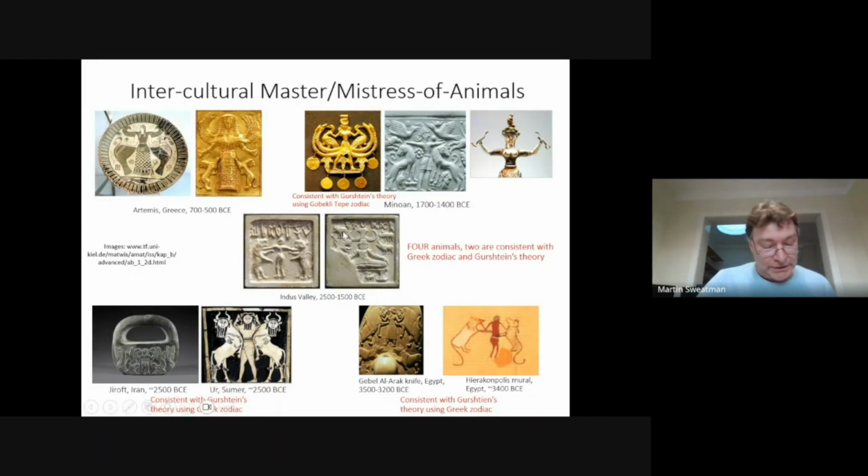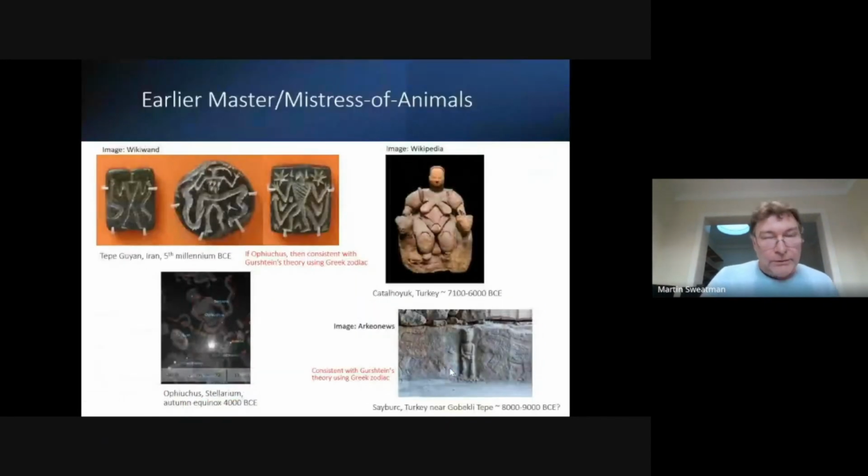So here is an earlier example from the Indus Valley culture, and here we have a seated master surrounded by 4 animals, consistent with Gerstein's hypothesis for writing a world age. And here are some even earlier examples from Iran and Sumer and Egypt, which are all consistent with the Greek zodiac and Gerstein's hypothesis. Okay, so we've taken this master of animals symbol back to the 4th millennium BC, but it seems to go back even further than that.